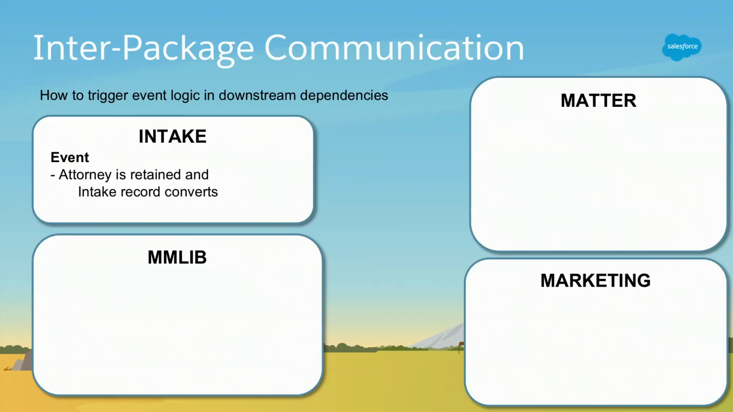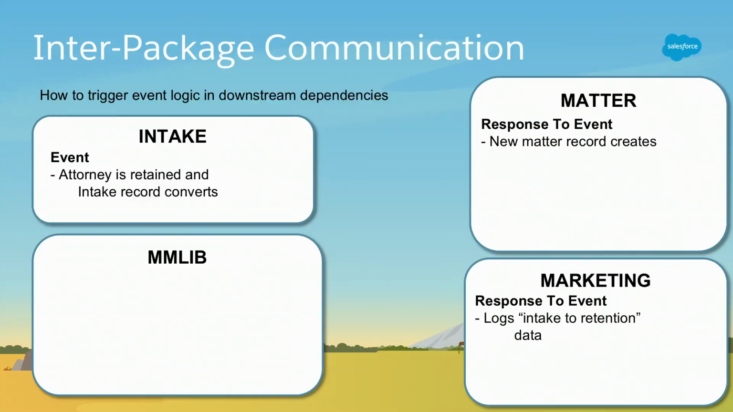So we had a use case where we sign up an attorney, we sign up your client, and the attorney is retained, and our intake record is converted. Converted means we're going to now make it a case. The response to that is basically two things. One, in the matter, we build a matter record. It manages all the case going forward. The other thing is about the marketing. We want to tally up various things about statistics and conversion ratios and so on. But since the matter and the marketing are dependencies of intake, intake doesn't know what to do when it converts.